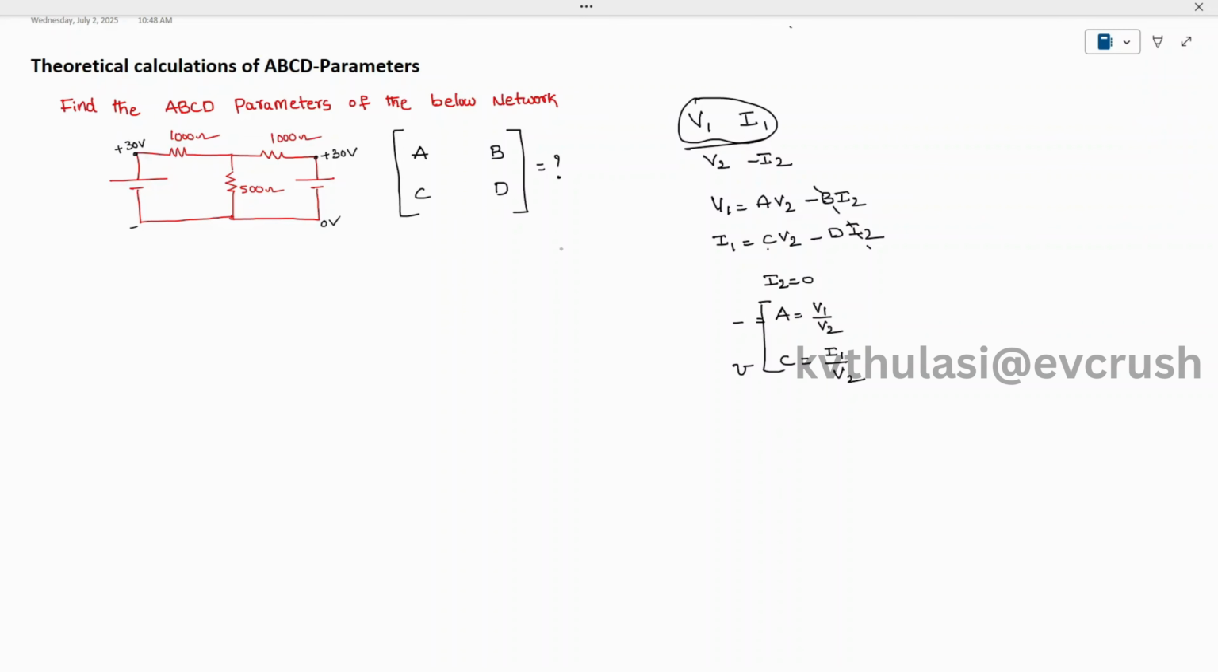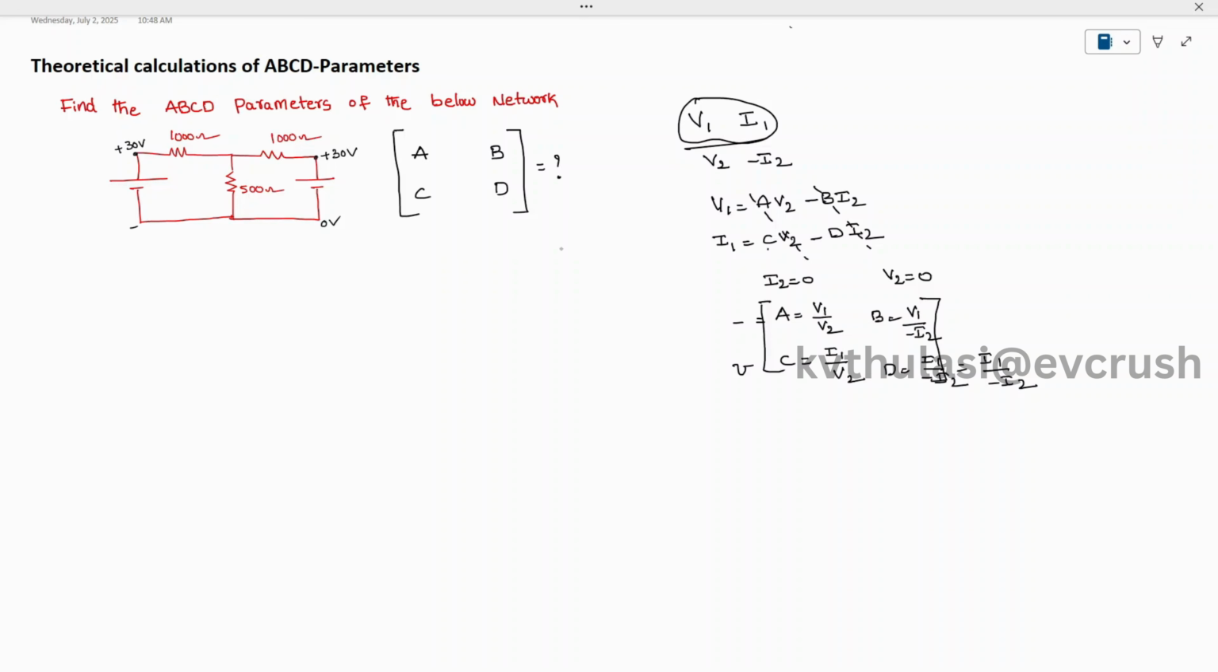Next, to find the values of B and D, make V2 equal to 0. When V2 is equal to 0, the remaining two parameters we obtain are B equal to V1 by minus I2, and D equal to I1 divided by minus I2.